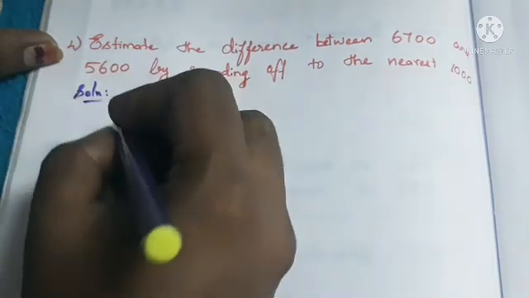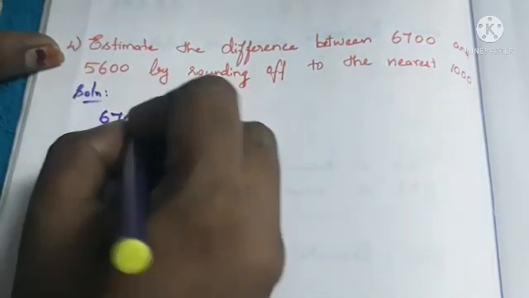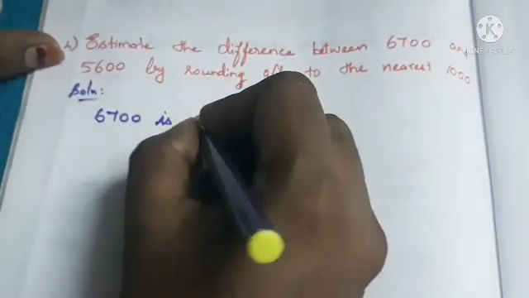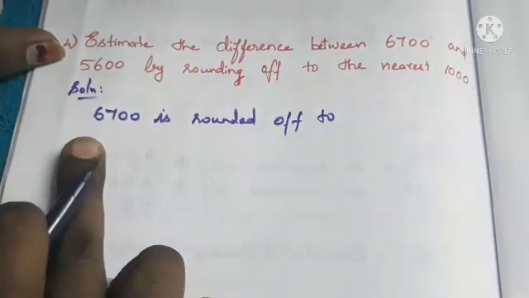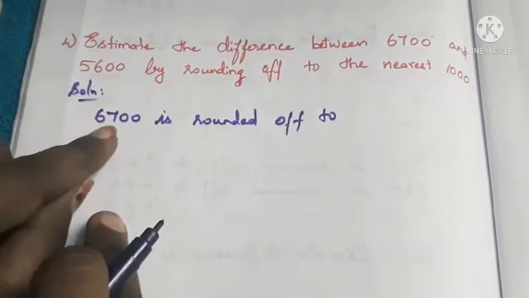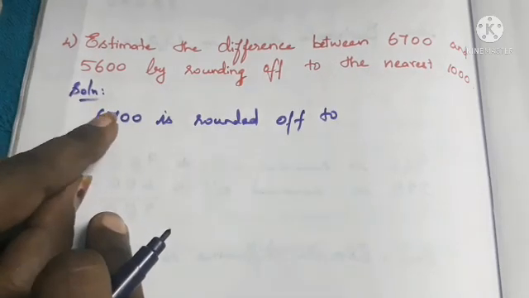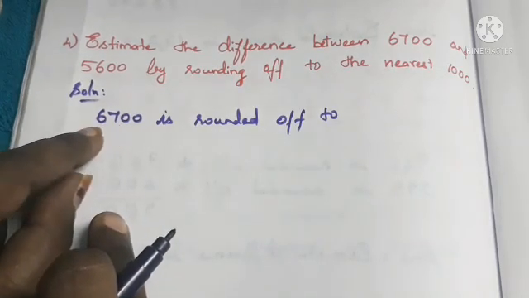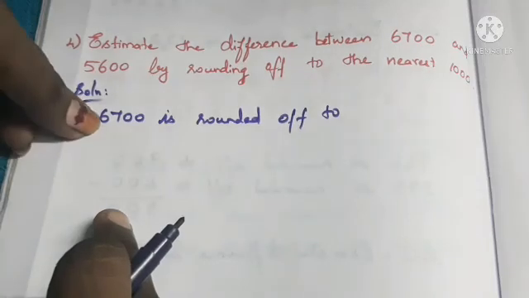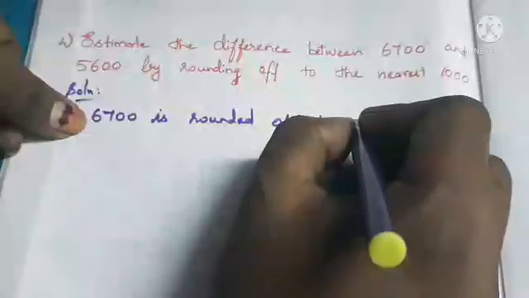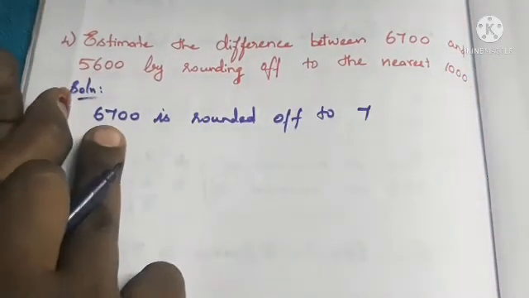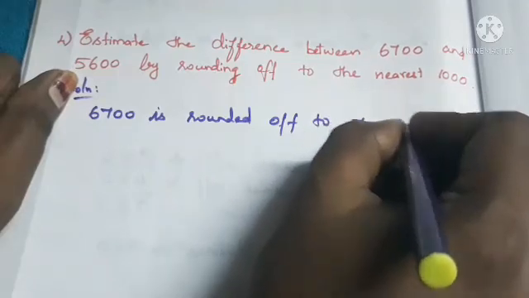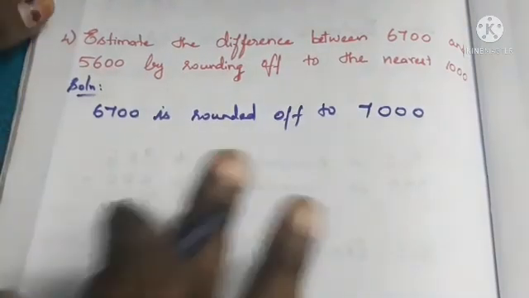Solution. First, the value 6700 is rounded off. Nearest 1000 means we have to focus on the 100 place, where we have 7. So it is more than 5, so we have to add 1 to the 1000 place. In the 1000 place we have 6, so 6 plus 1 is 7. So the 1000 place changes from 6 to 7, and in the remaining 100s, tens and ones places we write zeros. So the first one is over.